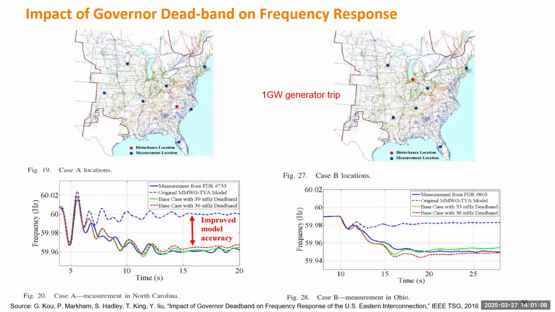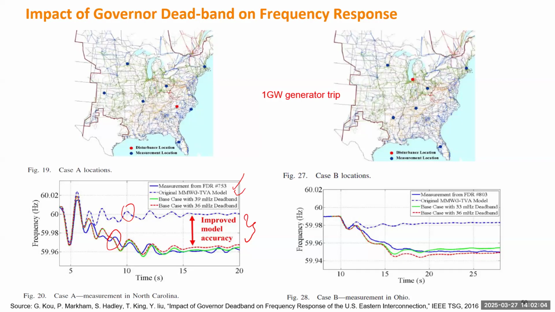So here, the solid blue line is from the measurements. That reflects the true system response of the EI connection. The second, which is the broken blue line, indicates the simulation result using the MMWG model from the TVA, surrounding the TVA area. So that reflects the most accurate model you have. But if you simulate the same event, you see the blue line is here, and the broken line is there. So they are very different. So finally, the frequency difference will be around this gap. Even for the first few swings, they match very well, but the steady state frequencies are very different.